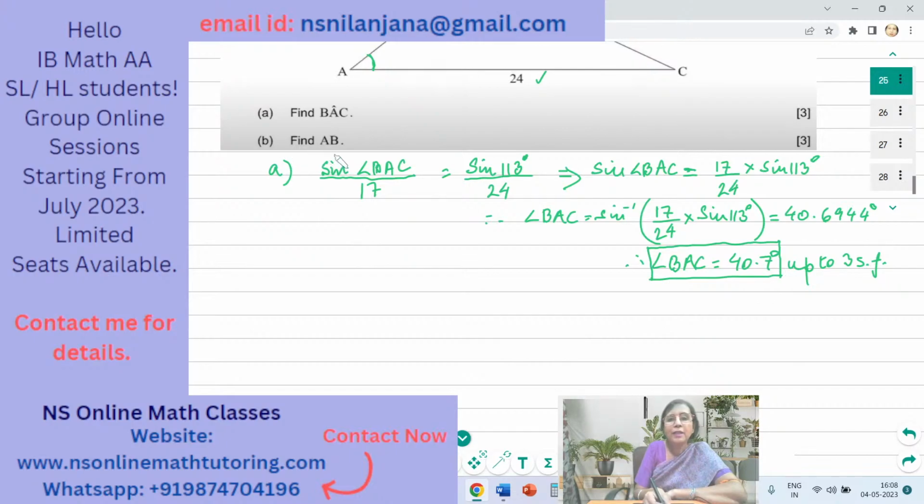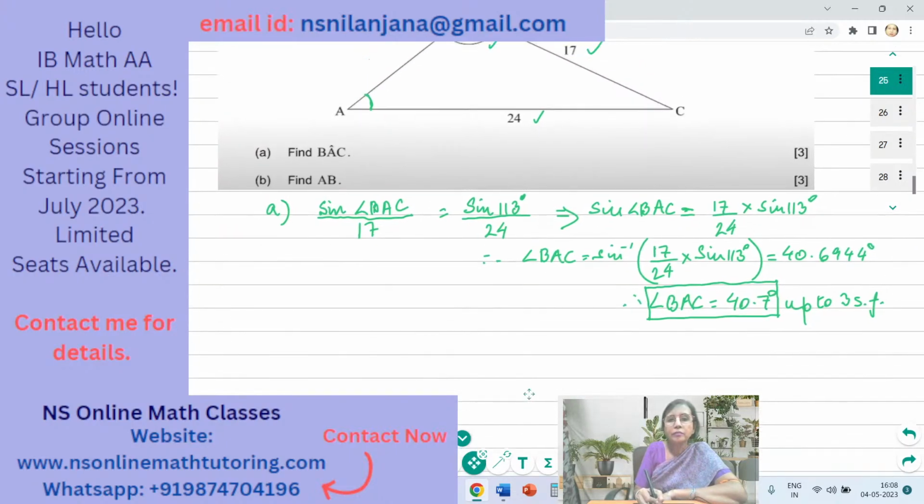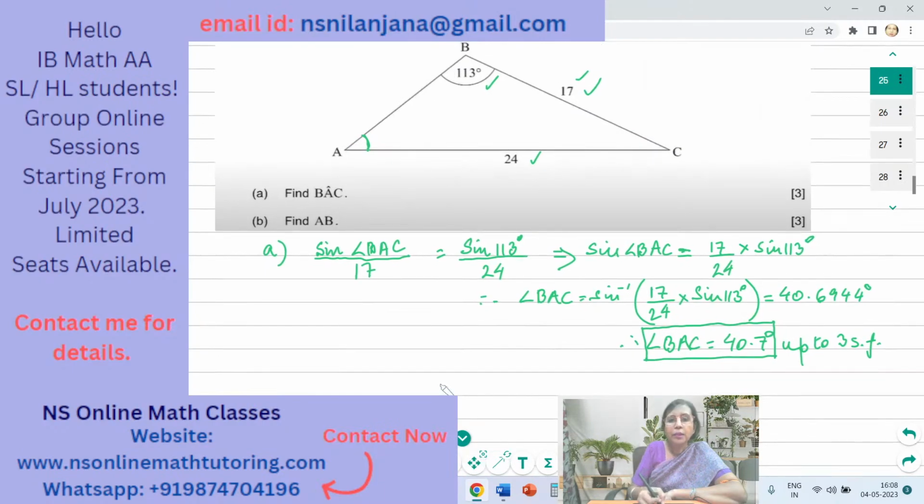Subpart B, it says find AB. AB, that means this one. This angle BAC is 40.7 degrees. Okay. So we can find this angle BCA. Let us first of all find this angle BCA, and then we can use the sine rule to get the length AB. Okay. So let us do that. Let us find the angle BCA.